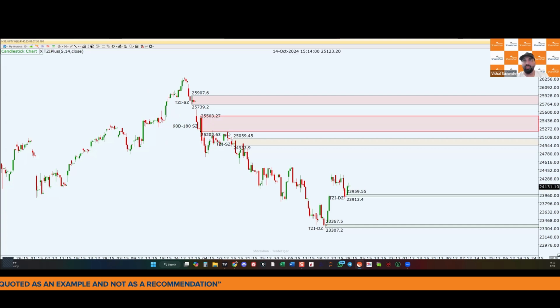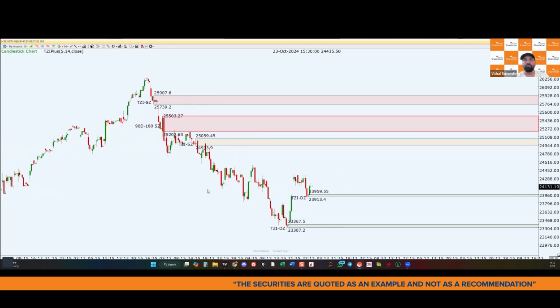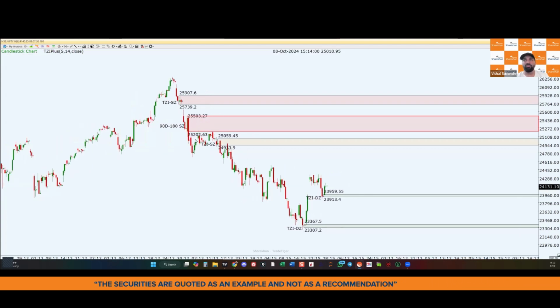This is where I think the maximum unfilled orders could be at this point. Just barely a touch and a big fall in the zone, right? So keep a close watch on this supply zone, 25,202 to 25,503, on the 180-minute charts of the Nifty.